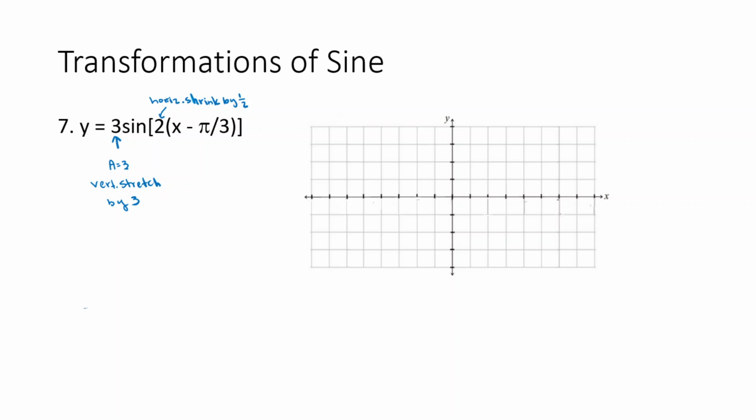What that does is it changes the wavelength. It changes the period. So normally our period is 2 pi, so I'm going to multiply that by a half and get my new period. Now, when we add and subtract things on the inside of a function, this causes a translation either left or right. We always want it to be x minus a number, so this is going to actually be going pi thirds to the right.